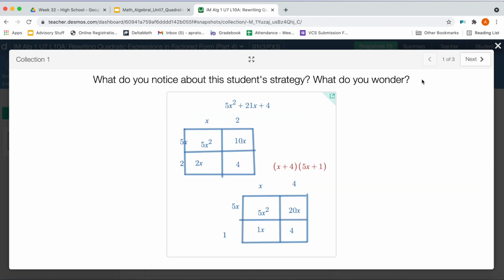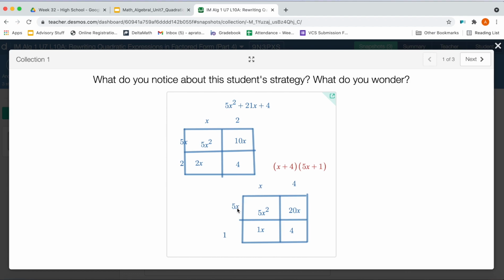Okay, so let's talk a little bit about this slide. Here's an exemplar response. What do you notice about this student strategy? I noticed they use diagrams to support their thinking. I noticed they use guess and check, because they first tried 5x and 2 and x and 2, and they realized that doesn't add up to 21x when they added the 10x and the 2x. So they tried again, and they were able to find a pair of factors that will combine to make 5x squared plus 21x plus 4.